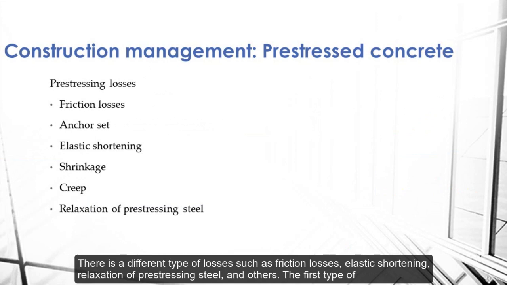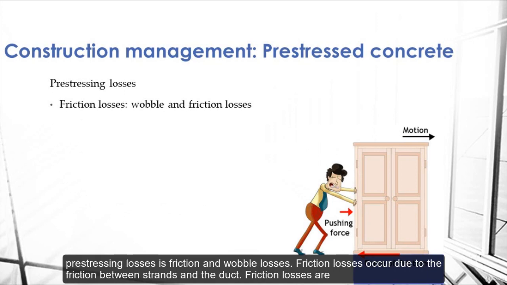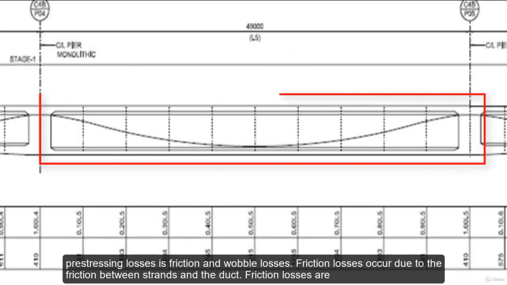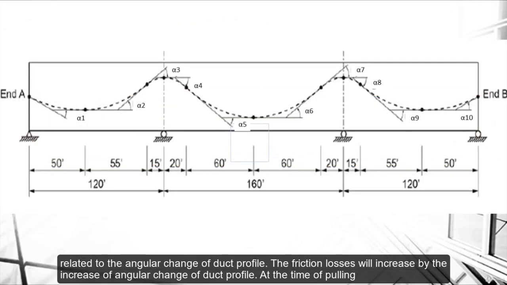There are different types of losses such as friction losses, elastic shortening, relaxation of pre-stressing steel, and others. The first type of pre-stressing losses is friction and wobble losses. Friction losses occur due to the friction between strands and the duct. Friction losses are related to the angular change of duct profile. The friction losses will increase with the increase of angular change of duct profile.